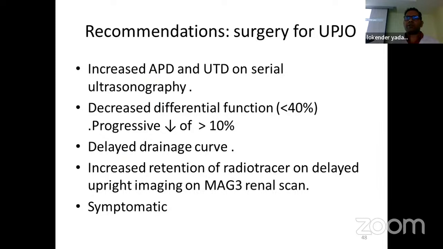The recommendations for doing surgery in the case of a ureteropelvic junction obstruction: if there is increased APD and urinary tract dilatation on serial ultrasonography, a decreased differential function of less than 40%, or a progressive decrease of more than 10% from the previous study, delayed drainage curve, or an increased retention of radiotracer on delayed upright imaging on a MAG3 renal scan, or if the patient is symptomatic, having pain or a palpable lump.